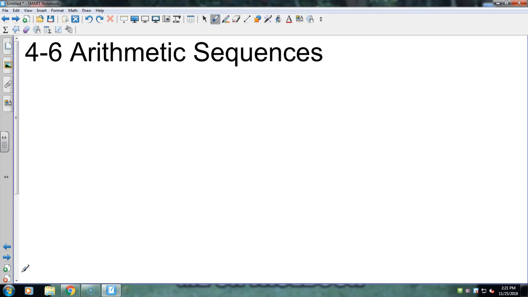However, what we're going to focus mostly on is finding the nth term. And what does that mean? Well, the nth term is just the nth term. That means if I have a certain sequence, can I find the 20th term? Can I find the 89th term? Can I find the 35th term? It's real simple.